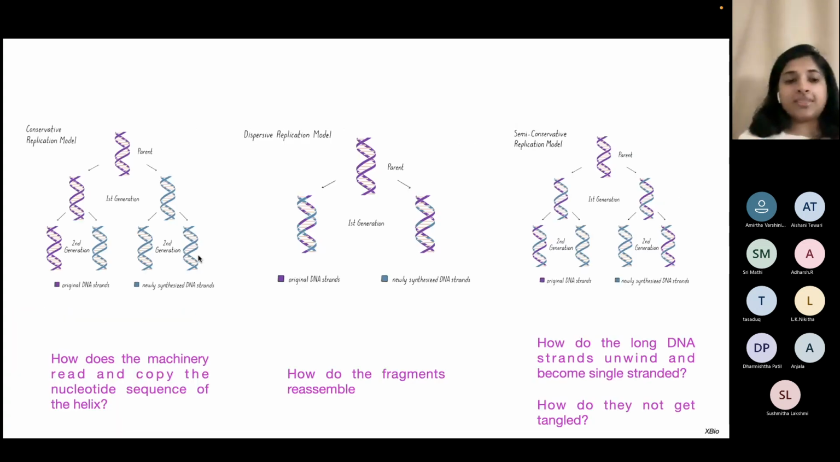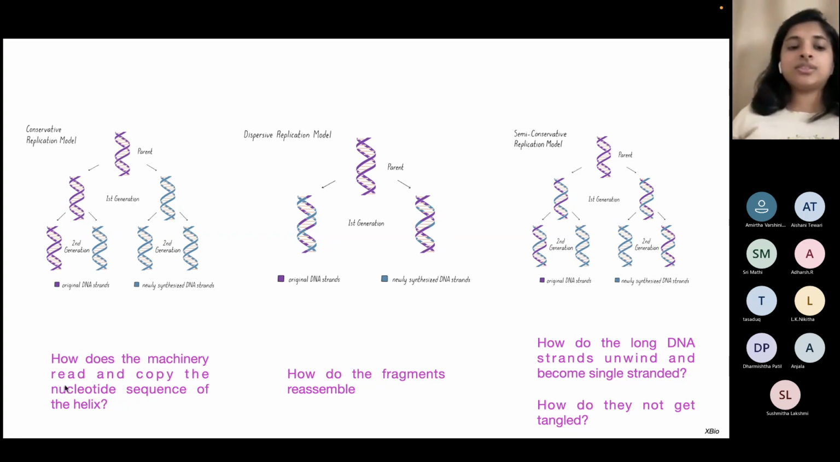So in those days, there were three models for DNA replication. One which is conservative, wherein the parent strand remains intact, goes to one daughter cell, and a completely newly synthesized strand goes to the other daughter cell, which has been represented here. Here we can see that the parent strand, represented in purple, goes to one cell, and the newly synthesized strand represented in blue goes to the other cell. So this keeps on happening, as in every cycle of division, there is one parent strand and one newly synthesized strand.